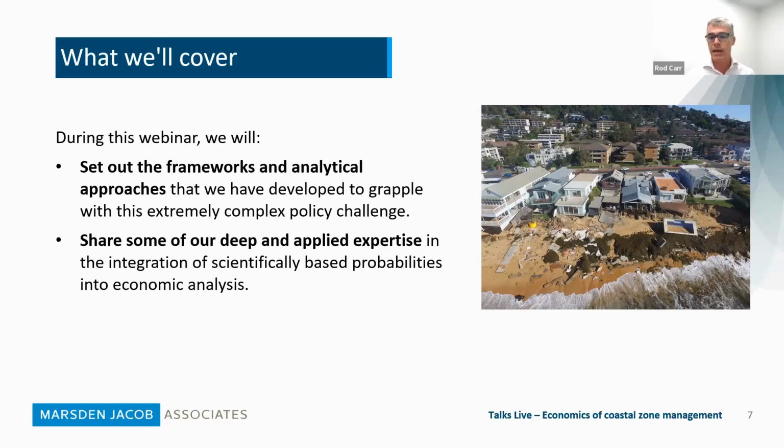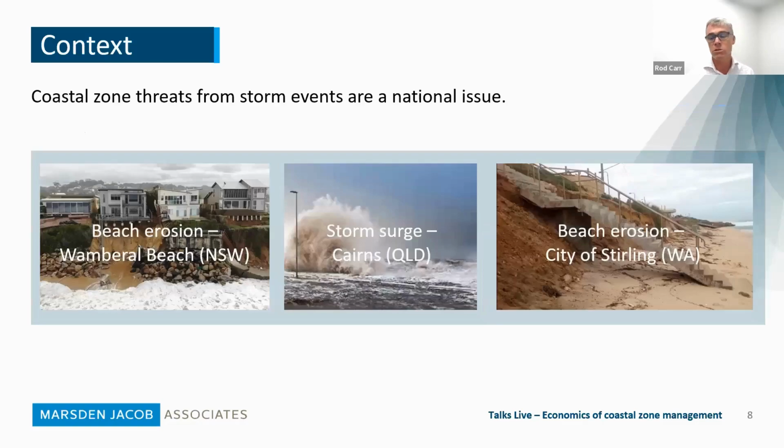And so understanding how you grapple with the challenges that are here and now, but all the modelling suggests are only going to get greater in the future, is going to be a really, really important challenge for both private and public sectors. Coastal zone threats, as you would have seen from the video imagery before, are national. Across the videos that we were showing before, you could see that there's been massive erosion events in Wamberal, not too distant past. We've been seeing storm surges up in the Cairns region, and here's an example of what's happened in the city of Stirling in Western Australia, where there's been really, really significant erosion events occurring.